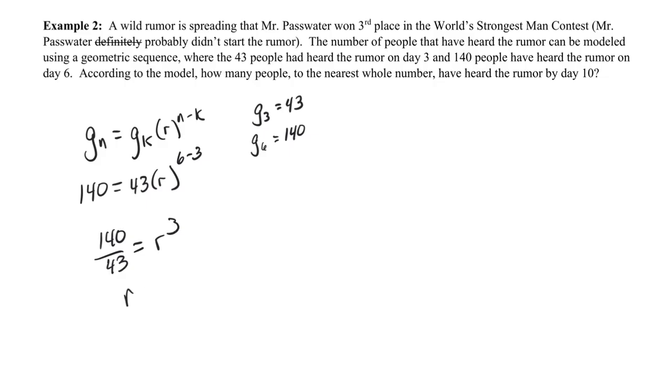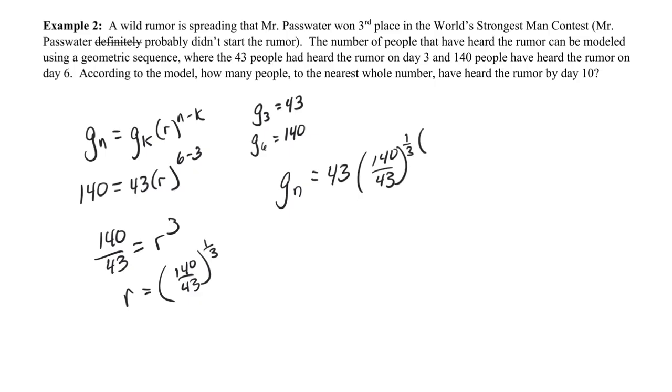All right, so that makes my r this beautiful number of 140 over 43 to the 1/3 power. That's gross. Don't figure out what that decimal is. Just leave it here because this is actually better because this is exact. So let's write it down. We got G of n equals, pick one of these numbers. I'm going to use 43. Could have used 140. It doesn't matter. 43 times 140 over 43 to the 1/3. And then we have n minus k. I use 43 for my G sub k, so that's minus 3. So that looks disgusting, but it's okay. We have calculators that will do all of this awesomeness for us, okay?